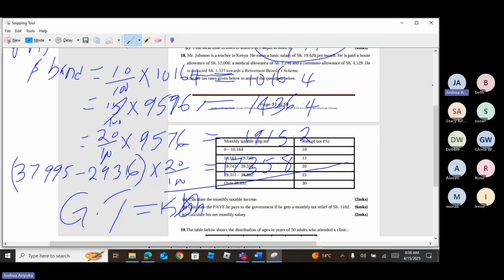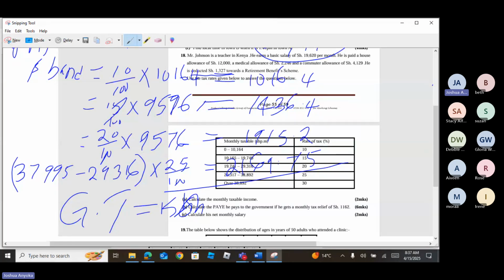Beth, I can see your hand. Sir, are we not supposed to multiply by 25%? Or 20. Oh, 25. Yes, 25%. The 20% was on the previous band. So it will change the figure. What do you get? 2,169.75.